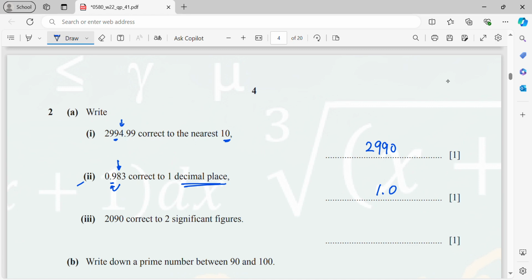Now part 3, 2090 correct to 2 significant figures. So 2 significant figures, here 1, here 2. Okay, so now that means I will write the 2 significant figures, and then you look at the next value. It will be 9. This is 9, therefore you have to round up. So I will get 2100. That is 2 significant figures.